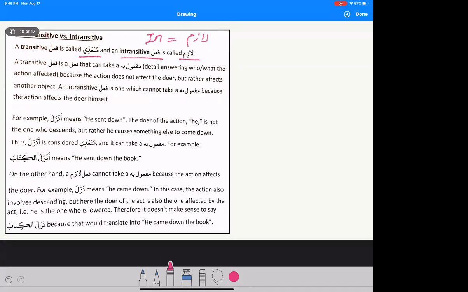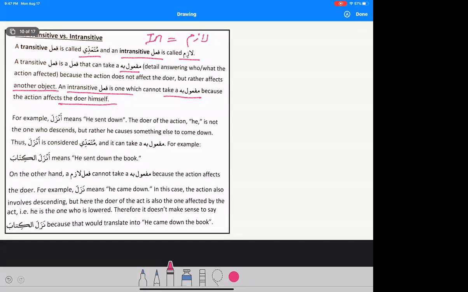Now, a transitive verb is a verb that can take a maf'ulun bihi, answering who, what, because the action does not affect the doer, but rather affects another object. An intransitive verb is one which cannot take maf'ulun bihi because the action affects the doer himself. That's why I'm saying "in", because the action is happening inside you. It is not happening outside. It is not affecting outside. So this is how you can remember that.